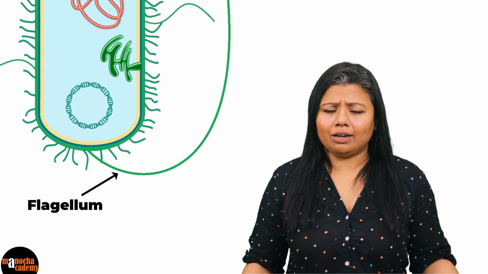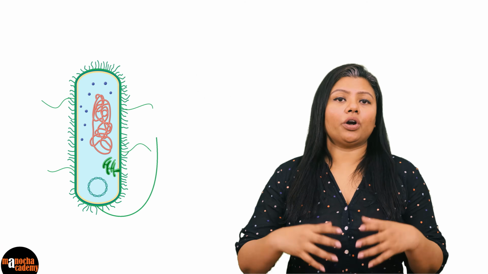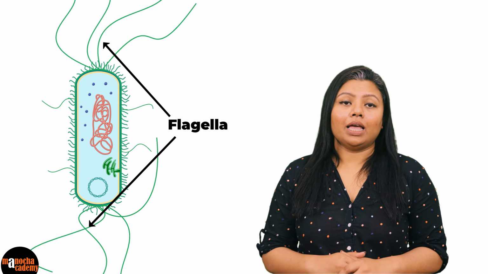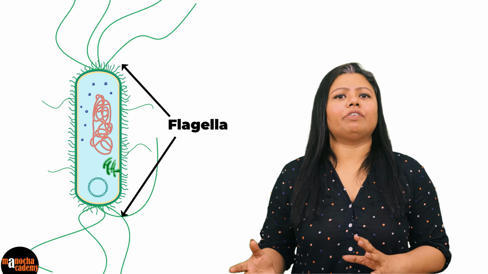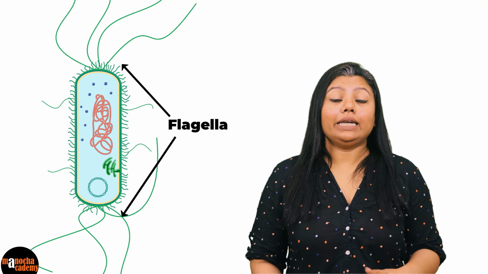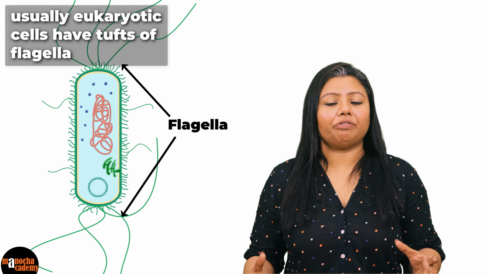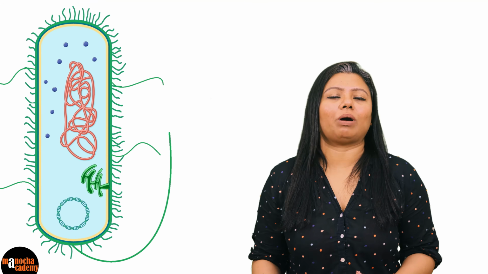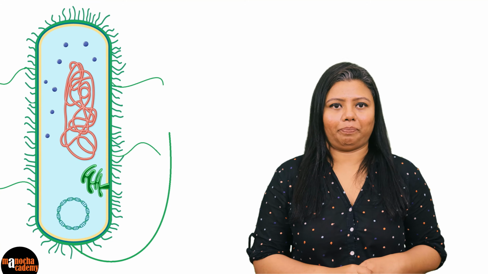Usually these are long whip-like structures which may occur singly or in tufts in different places of a bacterial cell. Now a flagella in case of a bacteria is equivalent to one proteinaceous microtubule. In case of eukaryotic cells, most of these kind of flagella we find that there are tufts of microtubules, but this one is equivalent to a single microtubular structure.